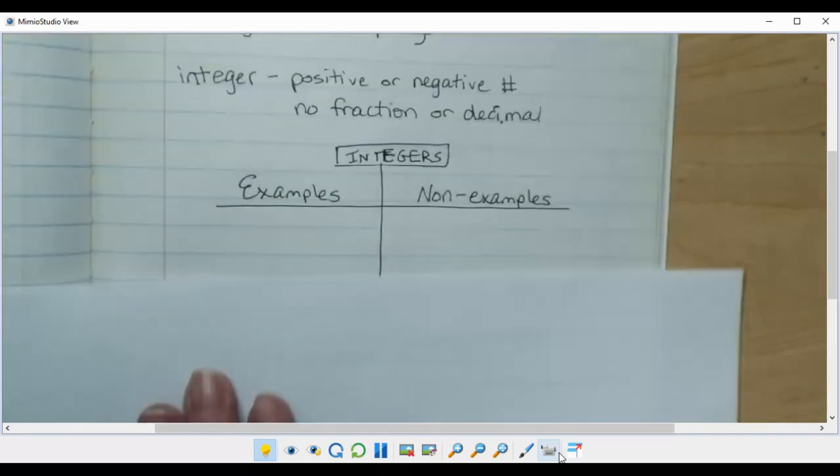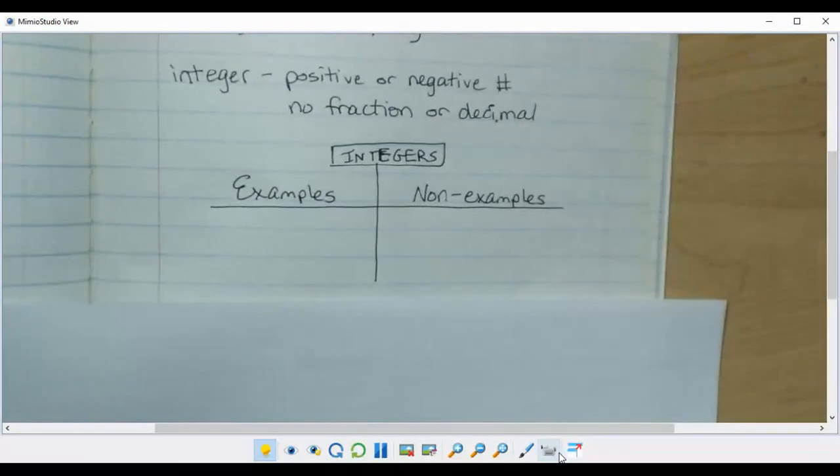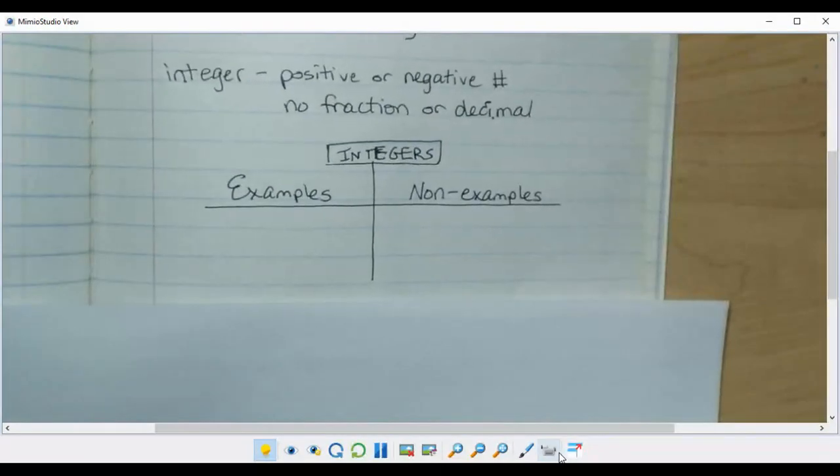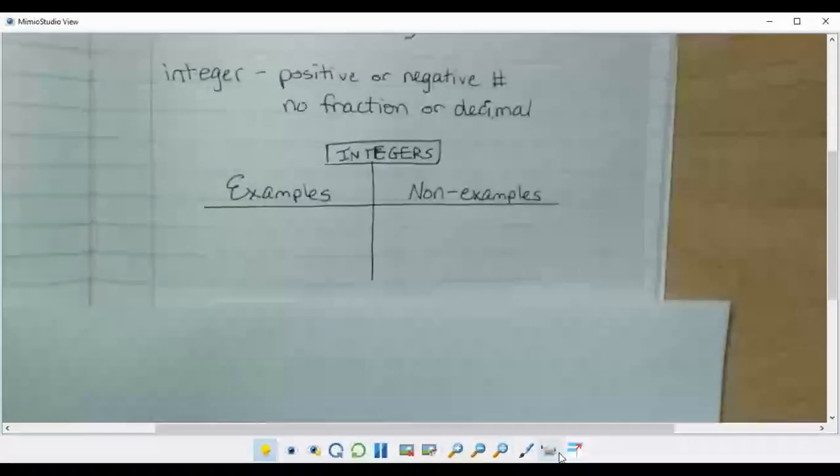What are some examples and what are some non-examples of integers? I'll give you a second to think. You can even pause the video if you want to jot a few down. What are some examples? And what are some numbers that are not examples of integers?